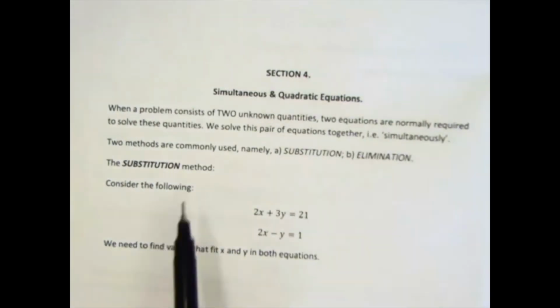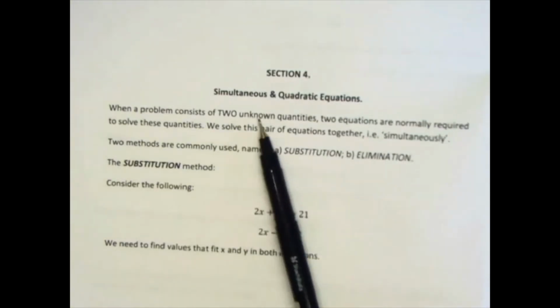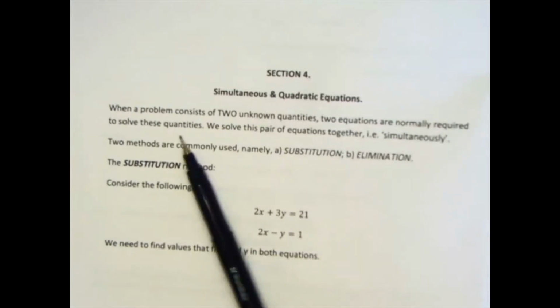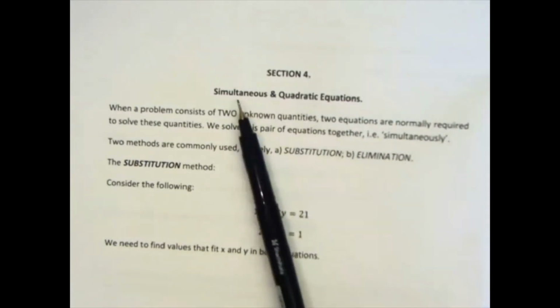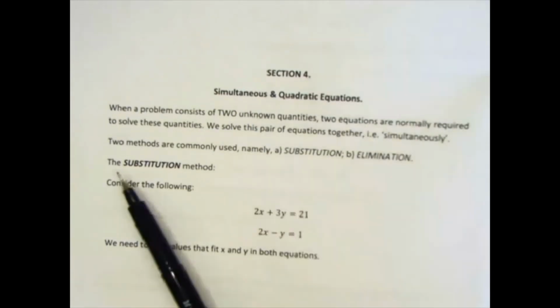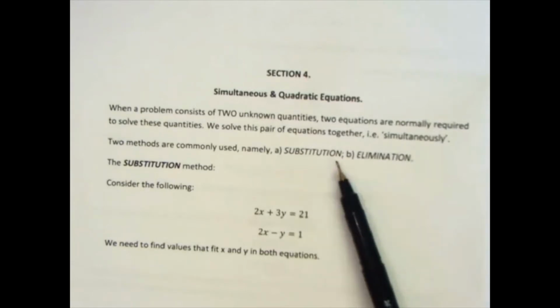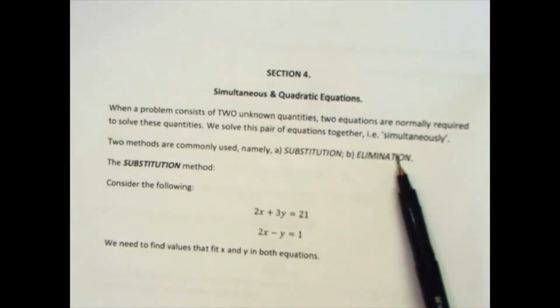Now, sometimes we have equations where a problem consists of two unknown quantities. Two equations are normally needed to solve these quantities, so we can solve them together. That's where the word simultaneous comes from. Now we have two methods. We can use a method called substitution or the method called elimination. Okay? And I'll show you both of these and see how they apply.